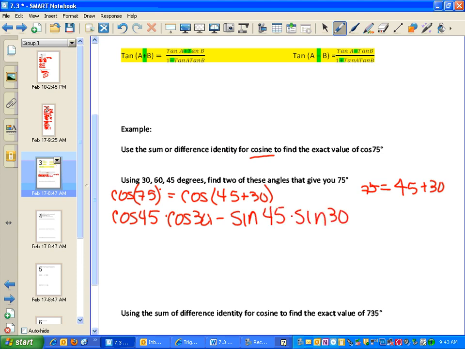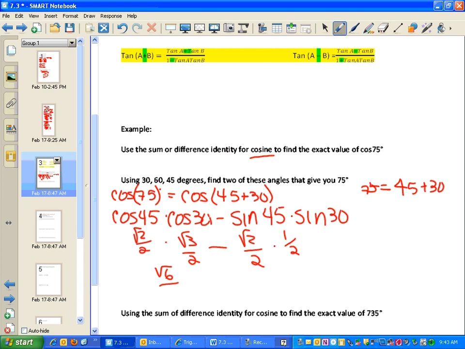But this is where, if you know your identities or your special values, then you know how to figure these out. What's the cosine of 45? Square roots of 2 over 2. What's the cosine of 30? Square roots of 3 over 2 minus, what's the sine of 45? This is why you need these. What's the sine of 30? Therefore, this is square roots of what?